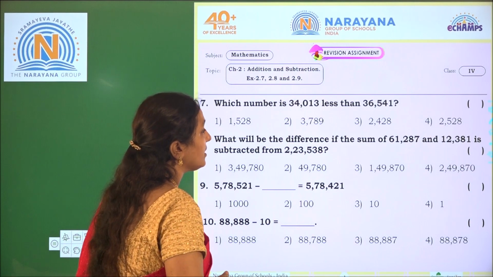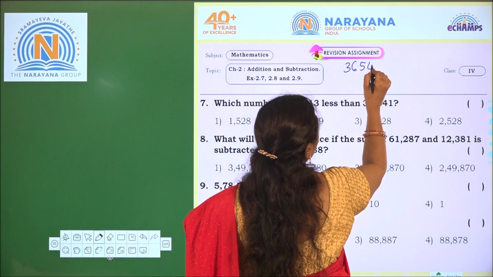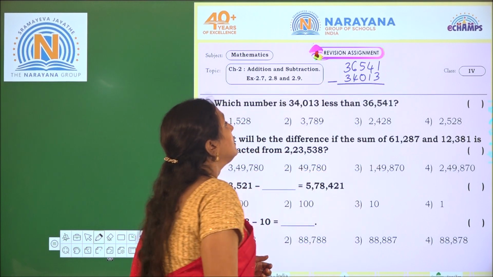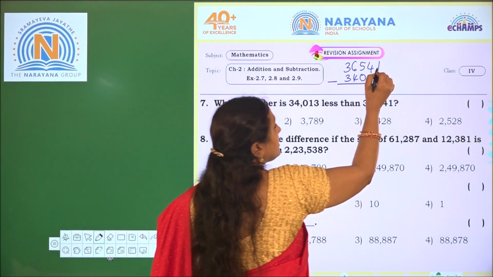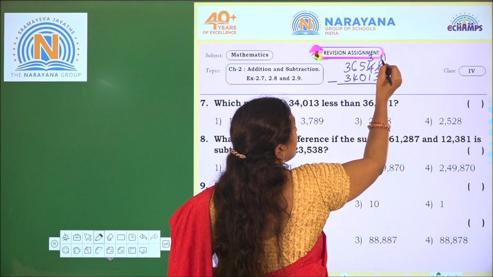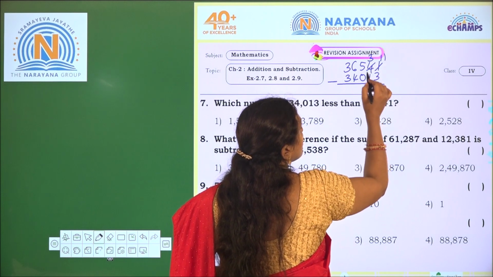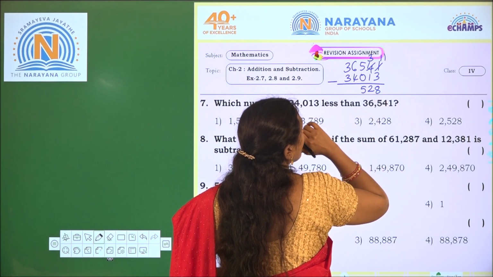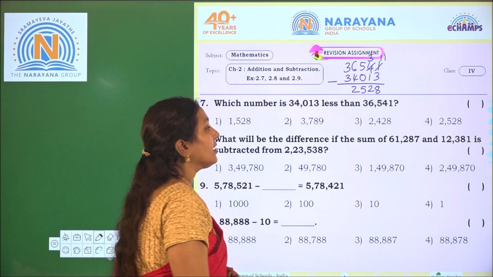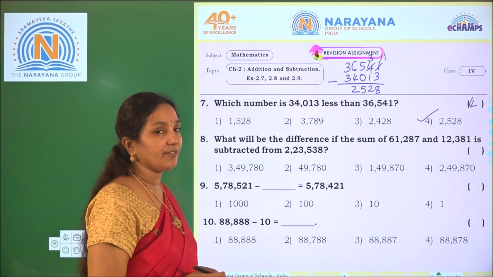34,013 less than 36,541. Now subtract 36,541 minus 34,013 to get how much is less. So we cannot subtract 1 minus 3. 1 will become 11 by regrouping. This 4 will become 3. So 11 minus 3 is 8 and 3 minus 1 is 2. 5 minus 0 is 5. 6 minus 4 is 2. So the answer is 2528. So which is the correct option? That is option 4.